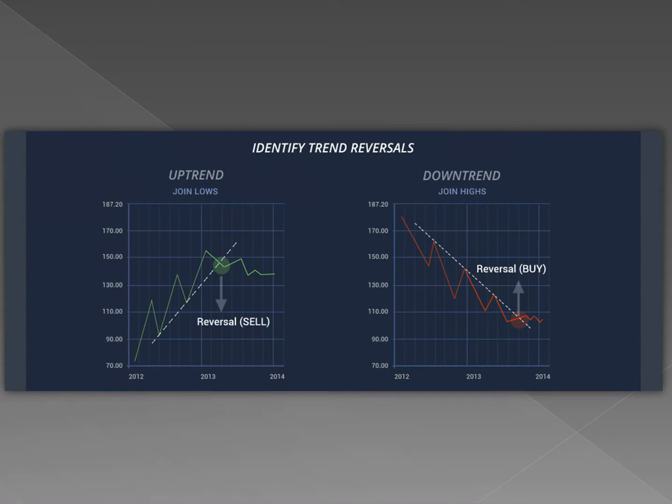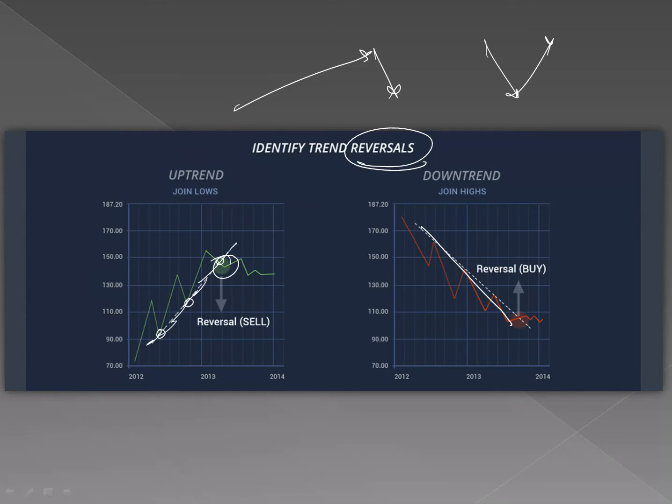Moving on to identify the trend reversal. A trend reversal is basically when the share is going up and then starts to go down, or the share is going down and the moment it starts to go up. So join all the higher lows, and the moment it breaches the line, this is the time you sell. Vice versa, join the lower highs, and once it breaches, you buy.